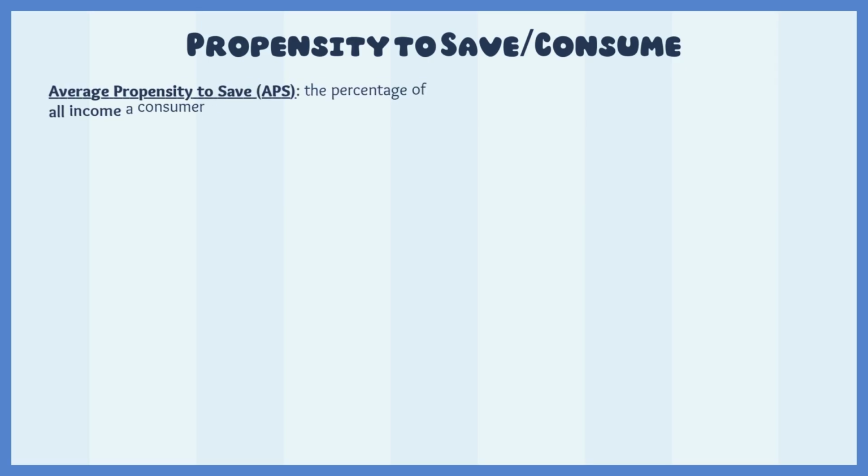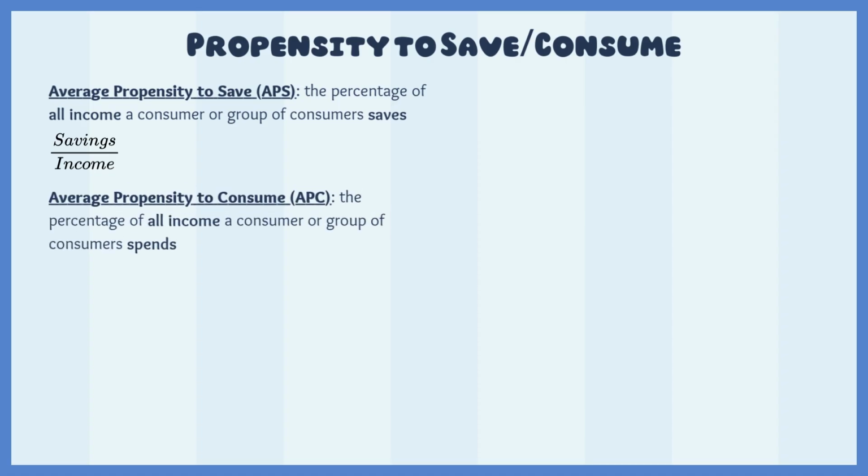The average propensity to save is the percentage of all income that a consumer or a group of consumers saves. The formula is the amount of savings divided by the disposable income. The average propensity to consume is the percentage of all income that a consumer or a group of consumers spends. The formula is the amount of spending divided by the disposable income.